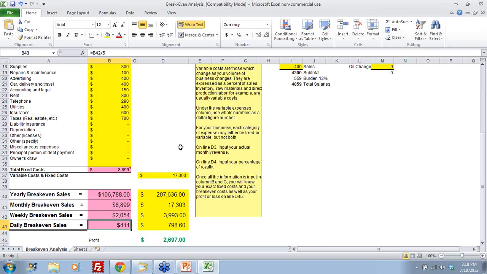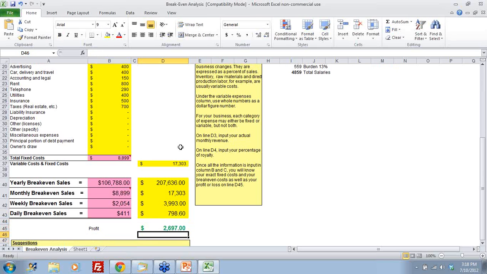It would be $411. And so we ask, at what point do we start making money? In this particular example, is as soon as we hit $411.01, that's when we start making money. So in this particular example, based on the costs that we had, they made a profit this month after they paid themselves a salary of $2,697.